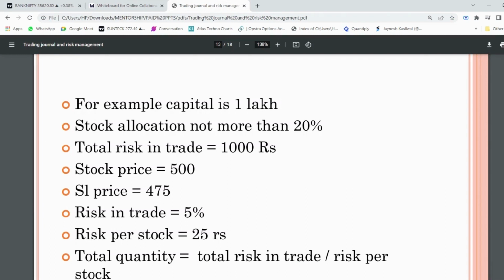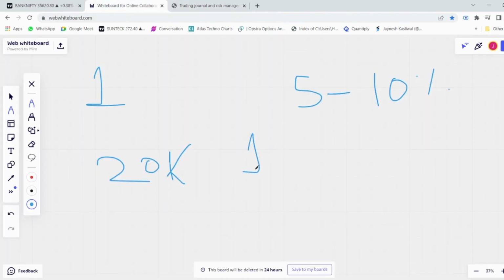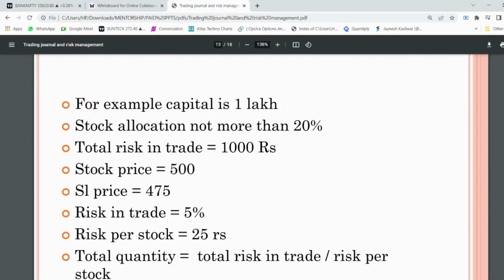Ideal stock allocation should lie from 5 to 10% depending upon the conviction in that stock. Now total risk in the trade is 1000 rupees. So we have assumed that we are not going to risk more than 1% of our capital in any go. We can increase this risk depending upon our risk appetite. So it could lie from 1% to 3% depending upon our risk, right? So here we have taken an example of 1% of our capital.